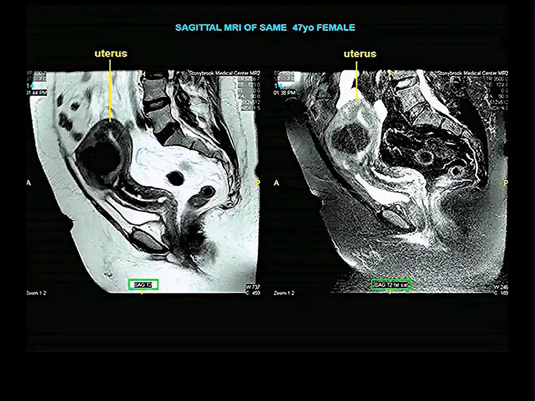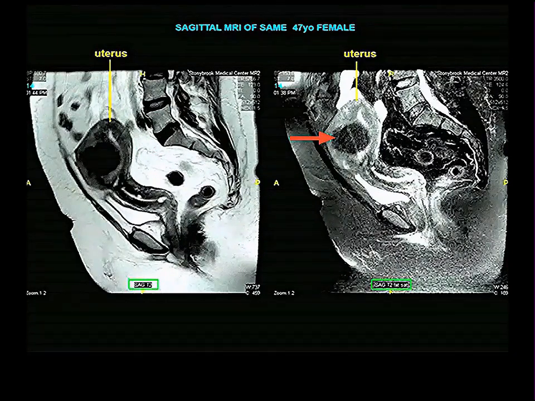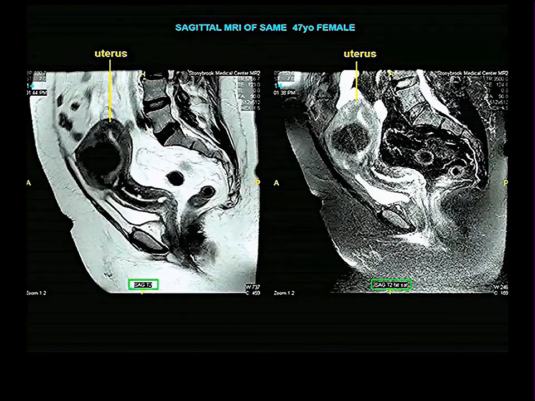Here it is seen in sagittal, the same person. Here's the uterine fibroid. Here's the cervix and vagina, so that's a normal angle there. And here in the T2 fat saturated, the fibroid stands out in even greater relief. I'm not sure I can tell you why, but it does stand out in greater relief.